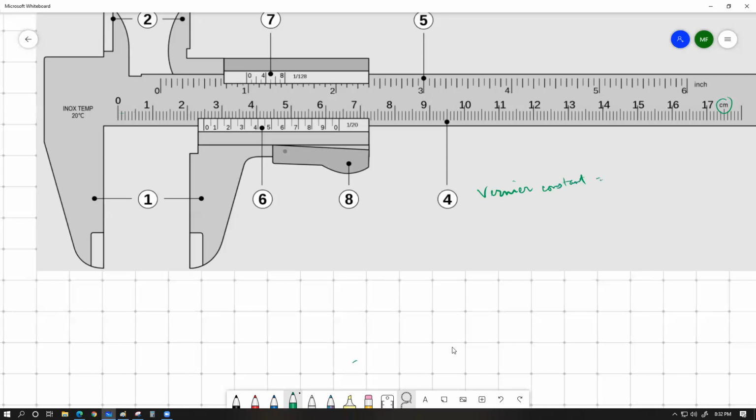And it's very easy to calculate this. Vernier constant is measured by the smallest length on the main scale divided by the number of divisions in the Vernier scale.